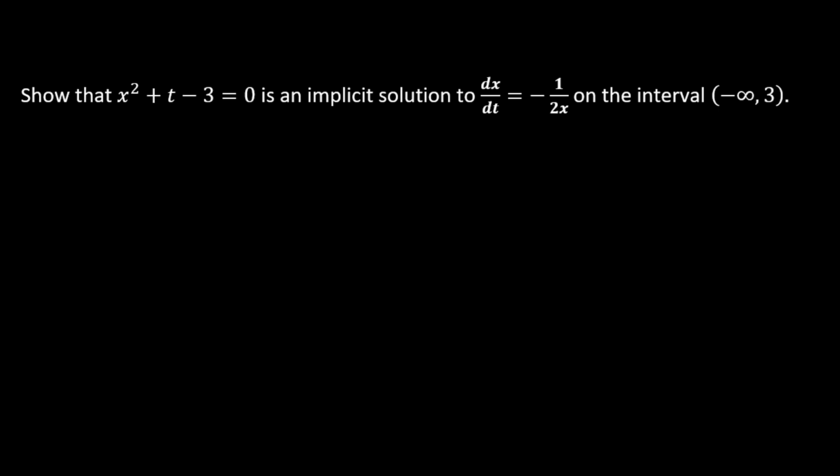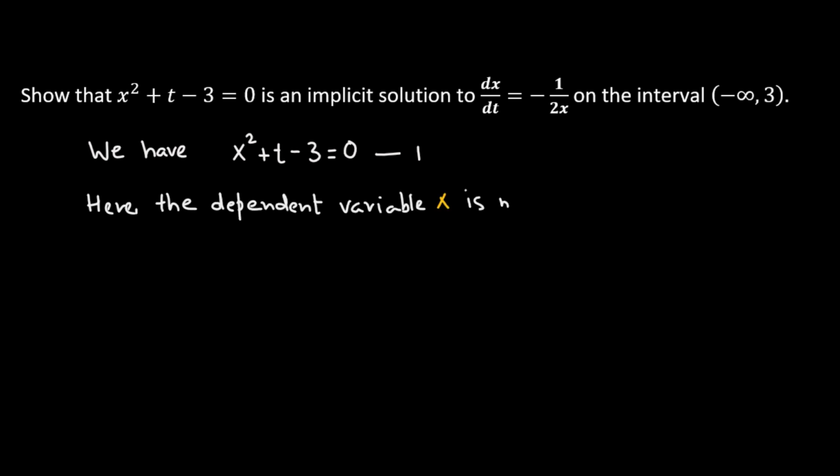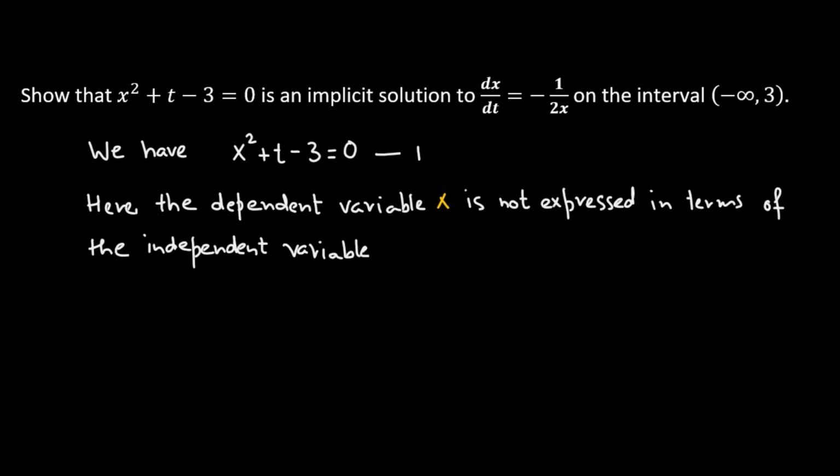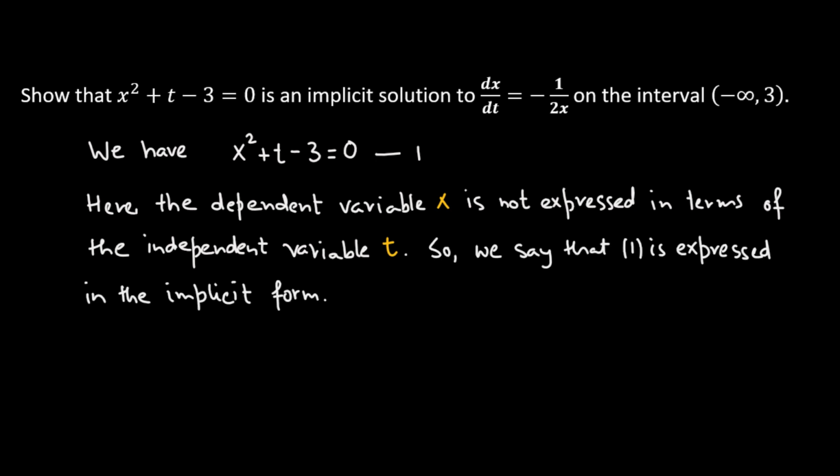Problem number 3. Show that x squared plus t minus 3 equals 0 is an implicit solution to the derivative of x with respect to t equals negative 1 over 2x on the interval negative infinity up to 3. We have x squared plus t minus 3 equals 0, equation number 1. Here the dependent variable x is not expressed in terms of the independent variable t. So we say that 1 is expressed in the implicit form.